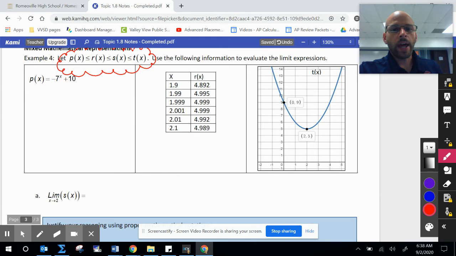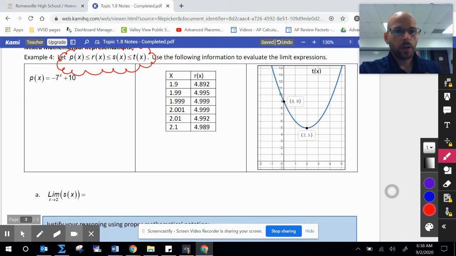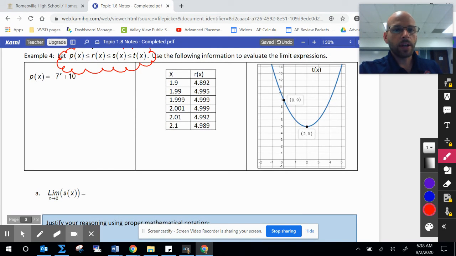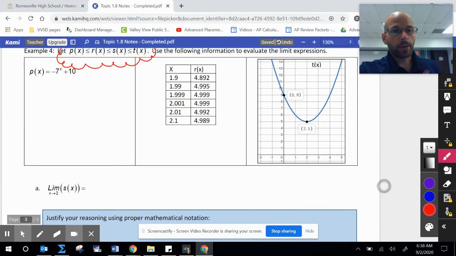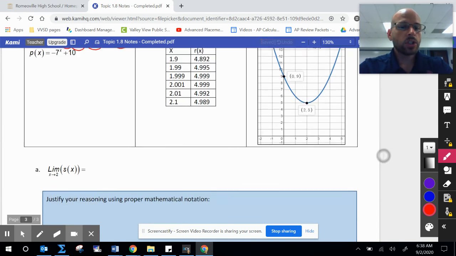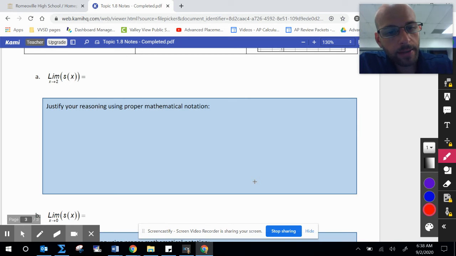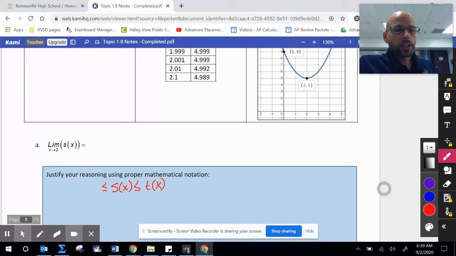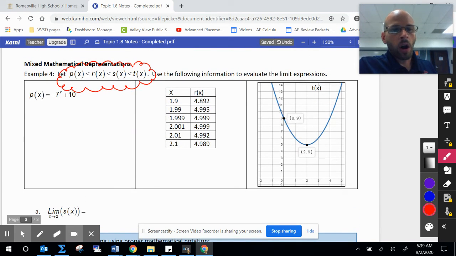So if you know that inequality is true, I want to find the limit of s of x as x approaches 2. I know s has to be sandwiched between t and one of these two functions. So first, s of x is going to be less than or equal to t of x. Now the question is, which function, p or r, do I want to use for the left-hand side?